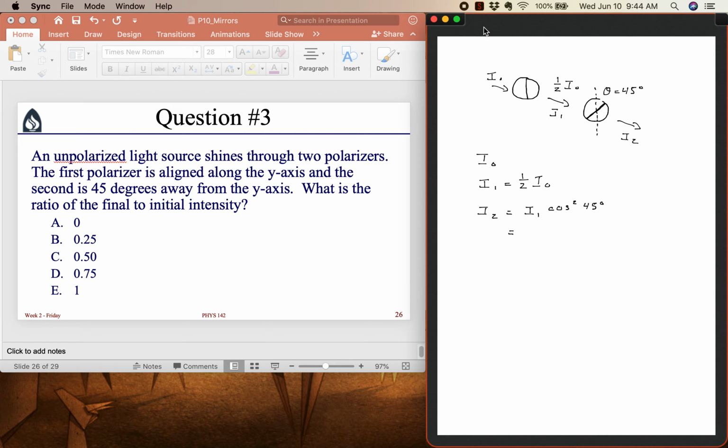But we know that I1 is 1/2 of the original unpolarized light intensity, and then we have to multiply that by the cosine of 45 degrees squared. So we take the cosine of 45 degrees, square it, and then multiply that by 1/2, and we get a number that is equal to 0.25, and then that's times I0. So after the second polarizer, the intensity of the light that makes it through everything is going to be 1/4 of the original unpolarized intensity.